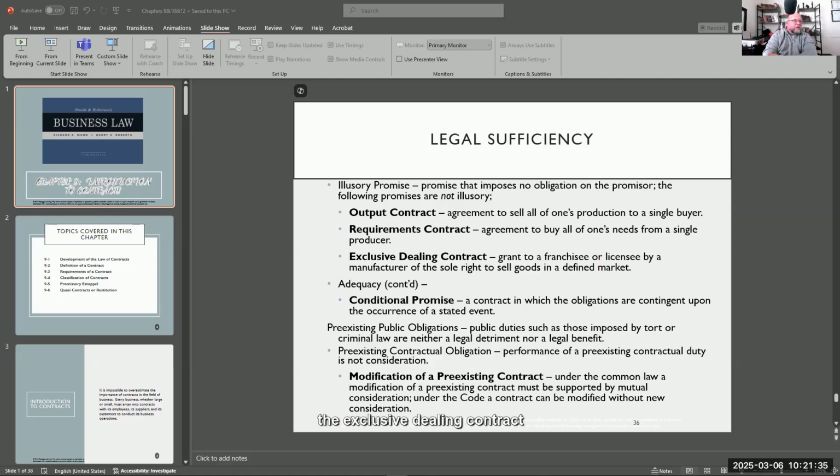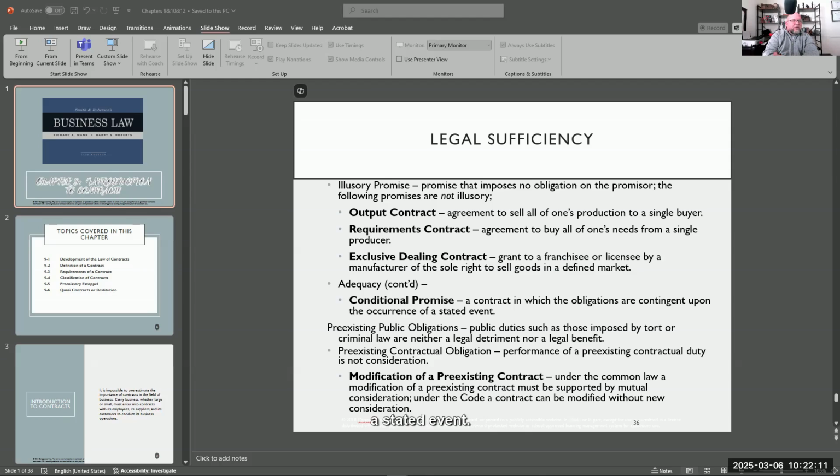But on down, the exclusive dealing contract is the grant to a franchisee or licensee by a manufacturer of the sole right to sell goods in a defined market. Someone owning a McDonald's franchise has an exclusive dealing contract with McDonald's Corporation, their parent corporation, to sell their products, to be able to put out cups and bags and Big Macs and whatever has the name of McDonald's and carries their trademarks.